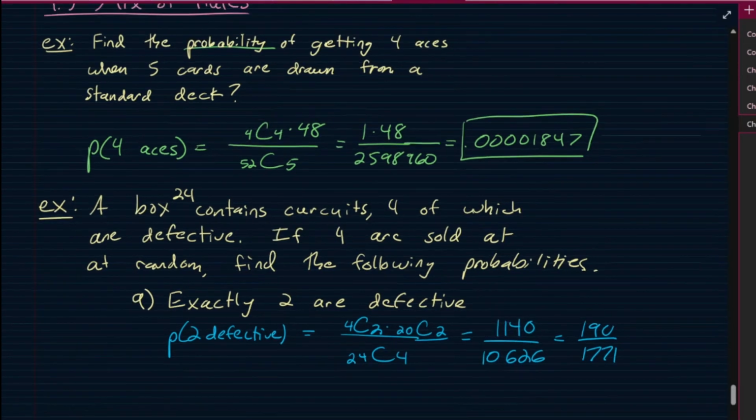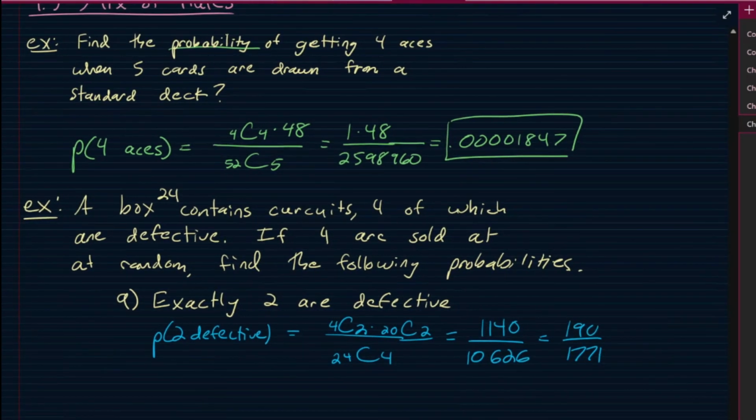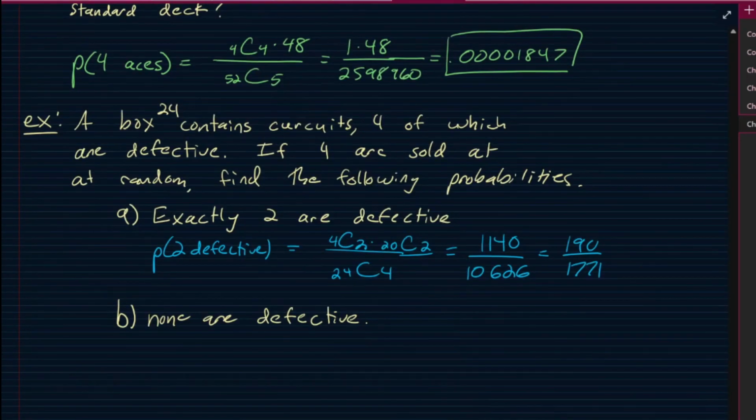Let's look at some more. What about the probability that none are defective? Well, our denominator is going to stay the same. There's 24 to choose, right? The total number of outcomes. Well, there's 24 to choose from, and we're choosing 4 at random. So that's the total possible number of outcomes.